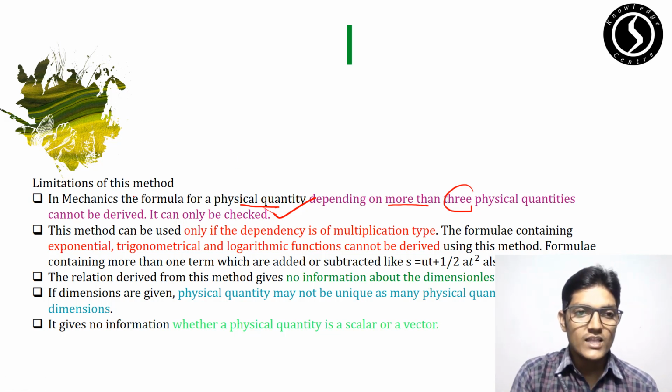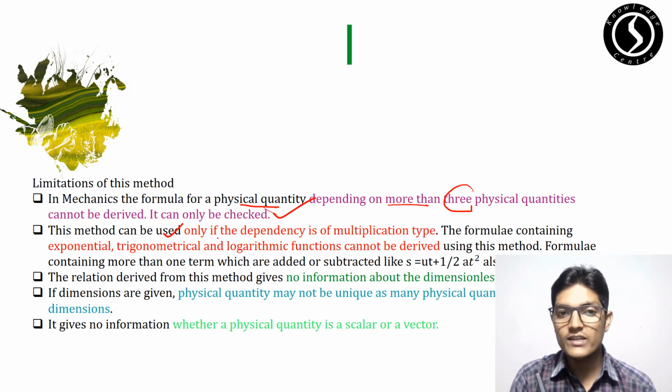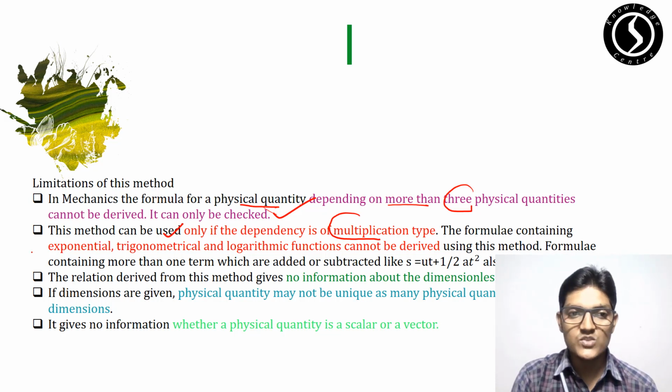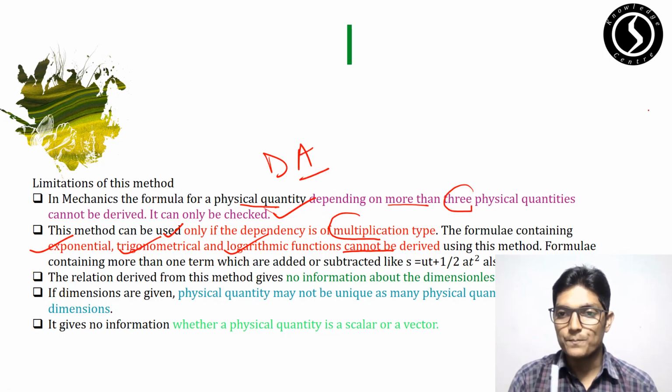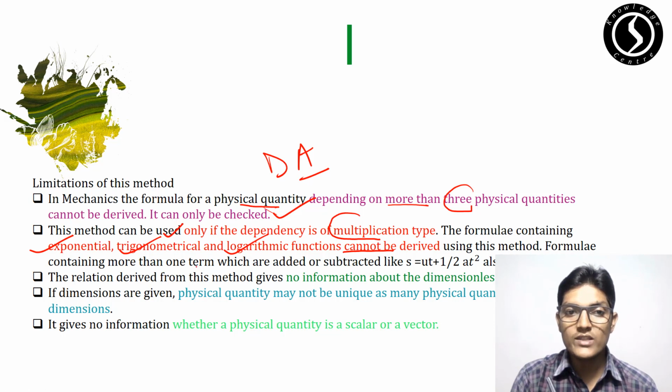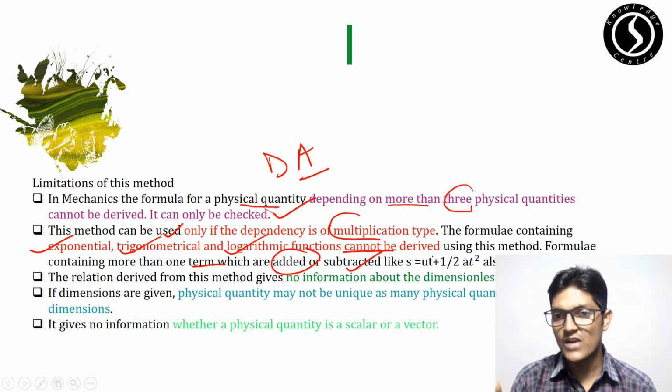Second one, this method can be used only if the dependency is of multiplication type. Okay, if it is only of multiplication type. A formula containing exponential, trigonometrical or logarithmic functions cannot be derived using our dimensional analysis. Also, a formula containing more than one term which are either added or subtracted, like s is equal to ut plus half at square, also cannot be derived. So that is also a limitation of our DA.